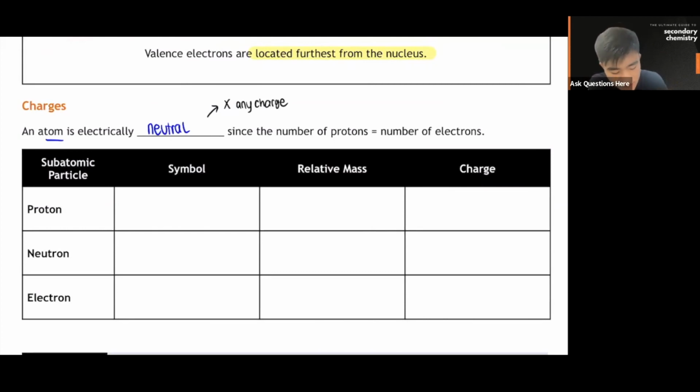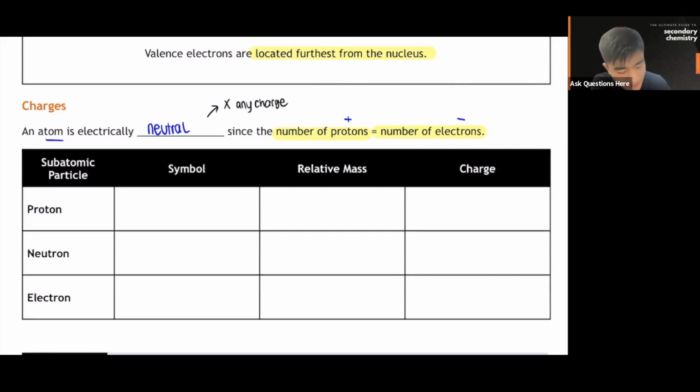This is because the number of protons equals the number of electrons. Okay, remember just now what they are saying is that proton is positive, electron is negative. So if I have 1 proton, I have 1 electron, total charge is 1 plus minus 1 equals 0.